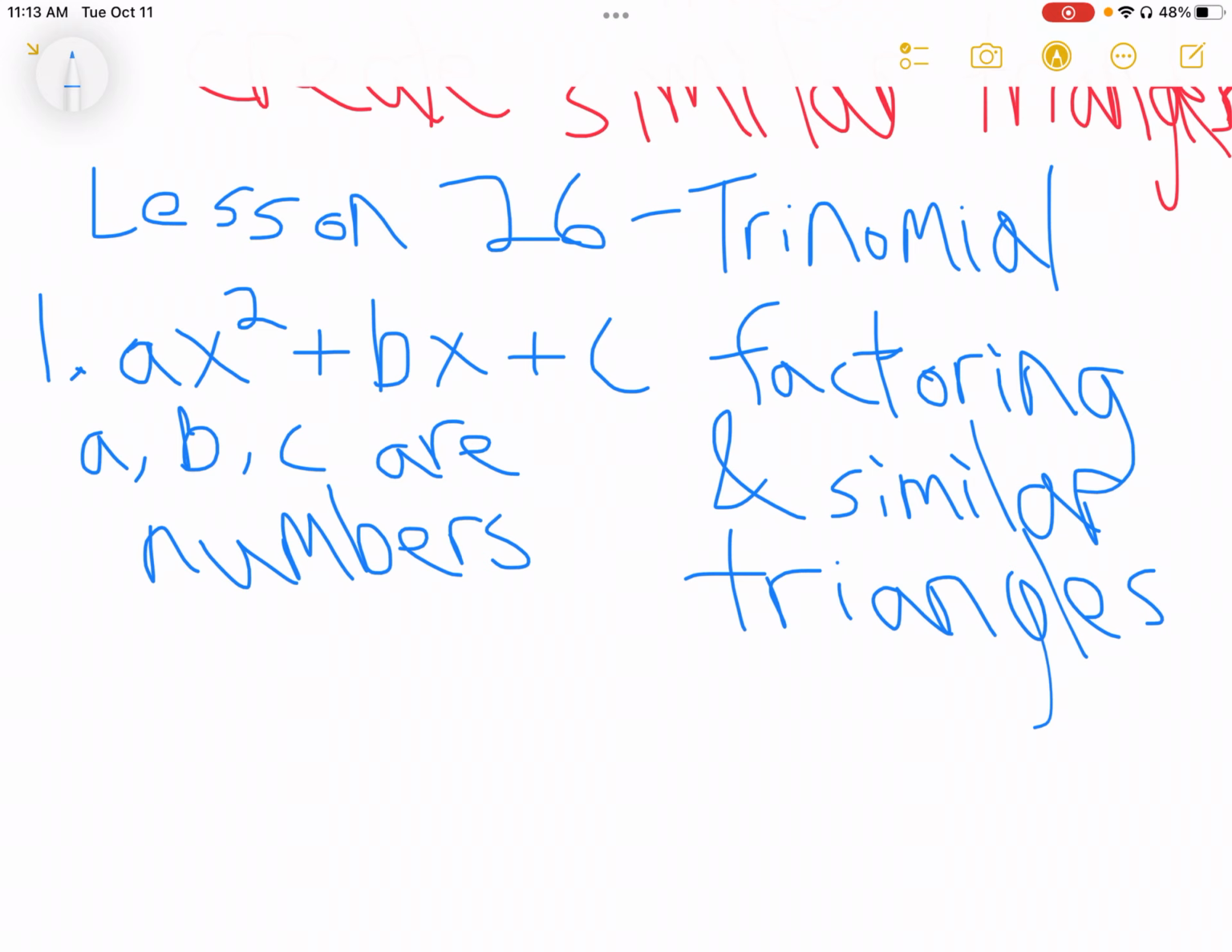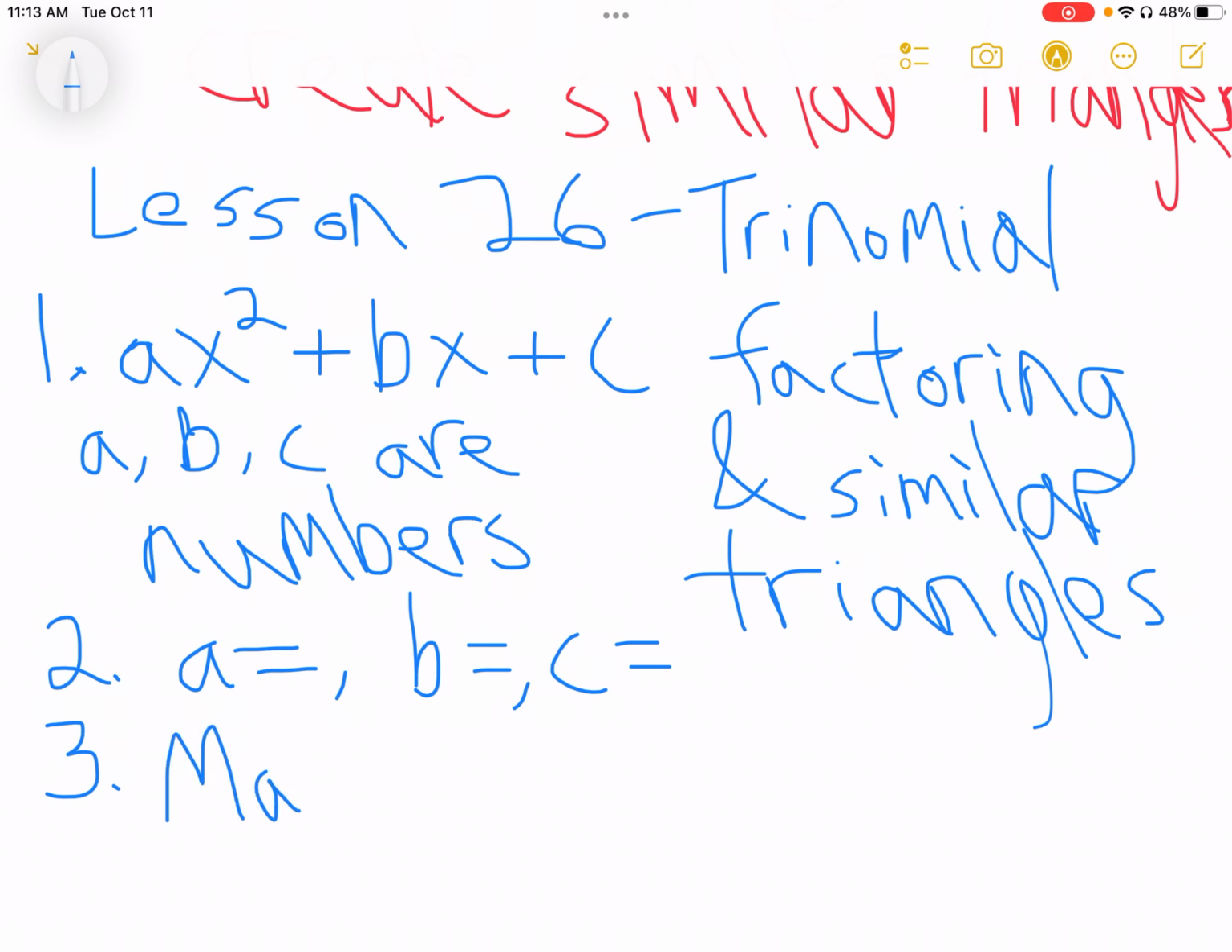For our second step, which is not anything special, we're going to identify what a equals, what b equals, and what c equals. And then step 3, we're going to make a T-chart. We'll talk about what that is.